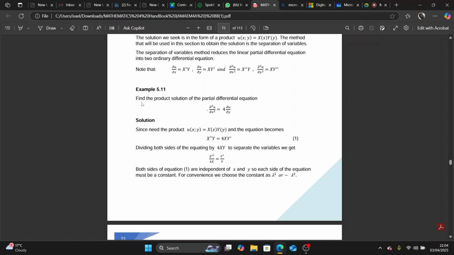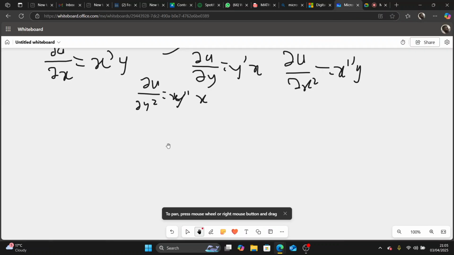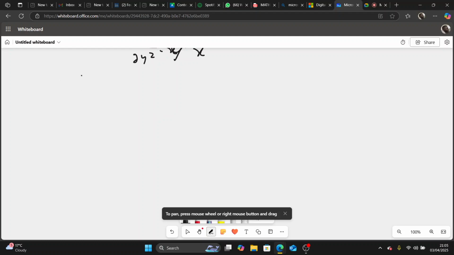Example 5.11. Find the product solution of this partial differential equation. What do they mean by that? Now, do you see this equation here, manager? Let's copy it. It is what? It is partial squared u, partial x squared.